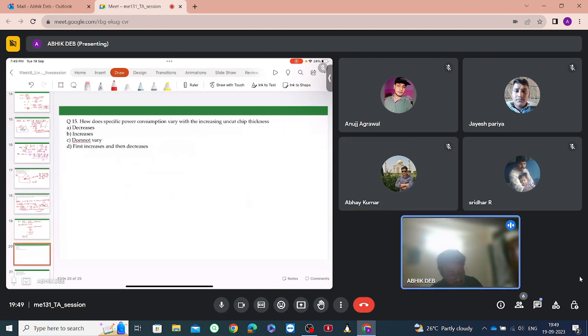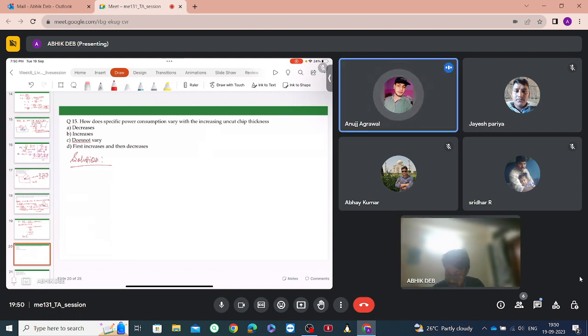So how does the specific power consumption vary with the uncut chip thickness? Sir, option A, decreases. Yeah, so specific power consumption decreases. Why does it decrease with the increasing uncut chip thickness? Sir, I have seen in the lecture there is a graph of the relation between the power consumption and the uncut chip thickness. Yeah. But why does it decrease?